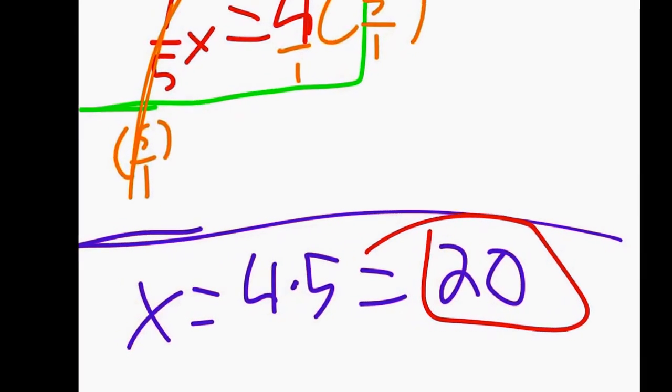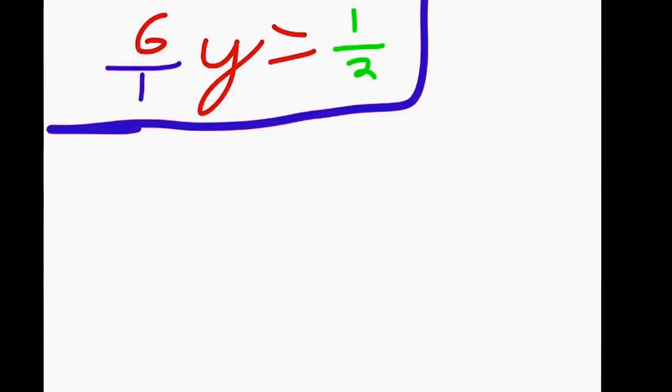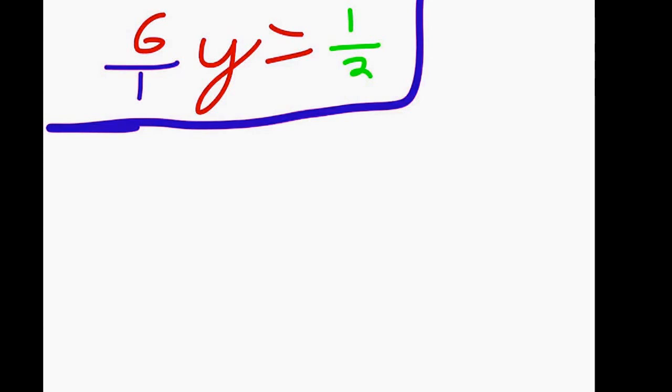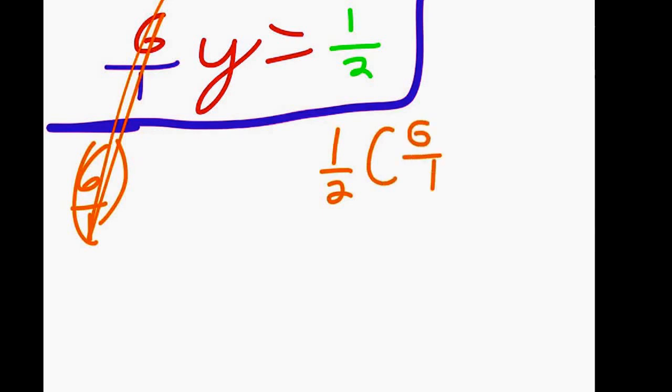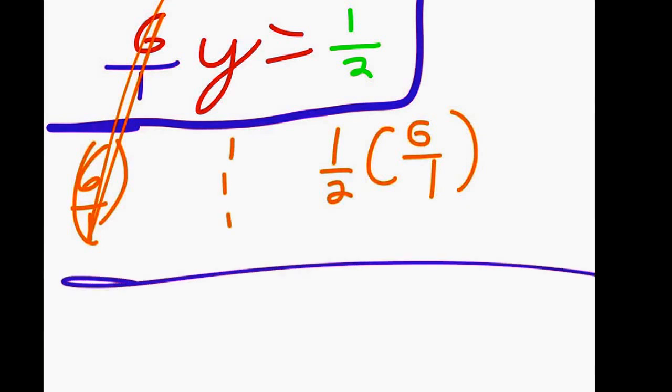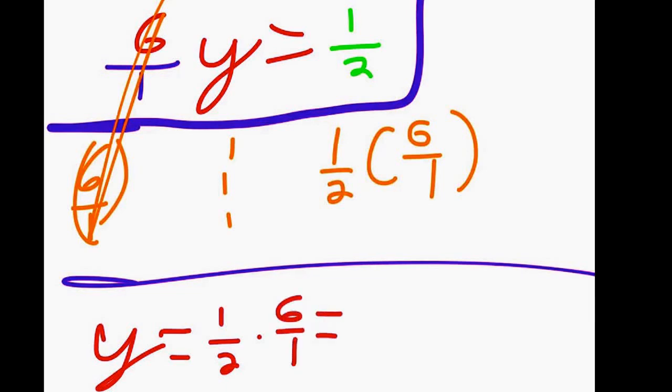Sorry, it took me a minute. Next problem. So it's 6 over 1 times y. It's the same concept as last time, so you're going to go 6 over 1 times that, cancels out, which leaves this to be 1y, or just y. And then it's going to be 1/2 times 6 over 1. So y equals 1/2 times 6 over 1, which equals 1 times 6 over 2 times 1.